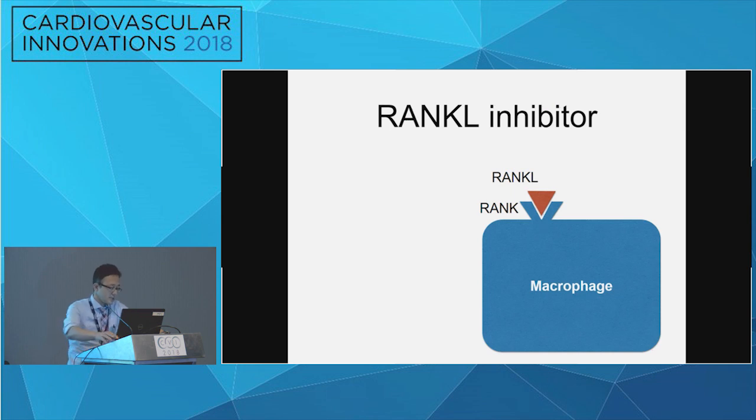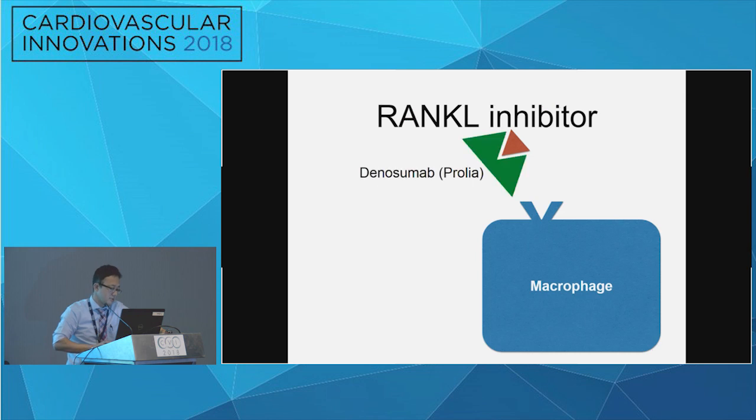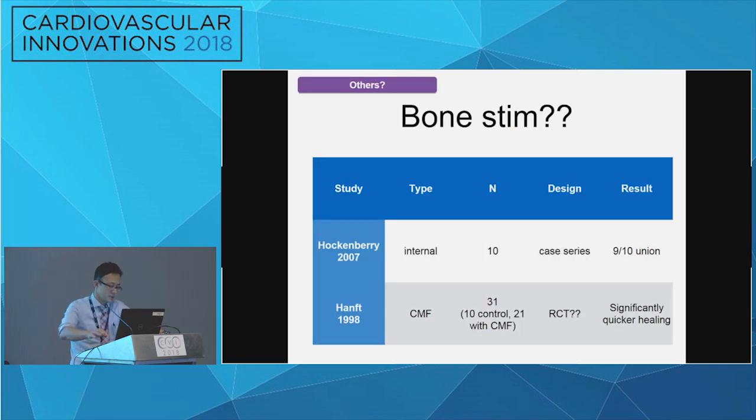So rank ligand binds to the macrophage, and that's going to promote osteoclastogenesis that obviously breaks down the bone. So instead of rank ligand binding to that receptor, this drug actually binds it before it gets to the receptor, so the macrophage doesn't become an osteoclast. Again, this is off-label use, just like a bisphosphonate. Just anecdotally, I hear a lot of success stories with this.